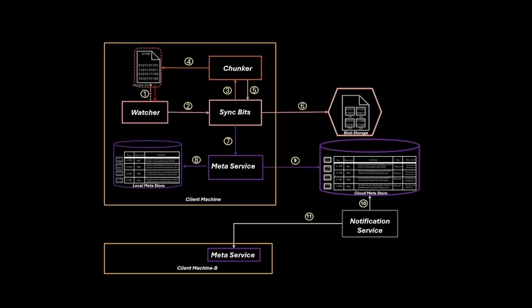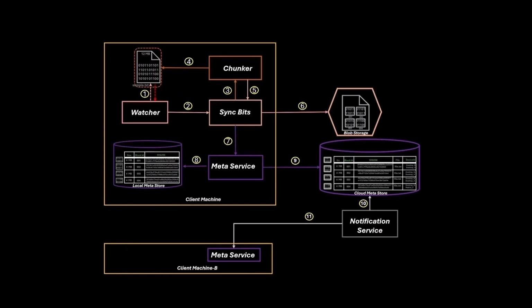If there is any mismatch in a chunk, that means there is an update in that particular chunk, and meta service updates that chunk in the local metastore, as well as the chunk detail in the cloud metastore. So whenever an update is detected inside the cloud metastore, the notification service sends a notification to other machines, so that other machines can also update their local copy of the file from the latest file in the blob storage. That's how the complete flow looks like. So now let's deep dive into the component implementation.